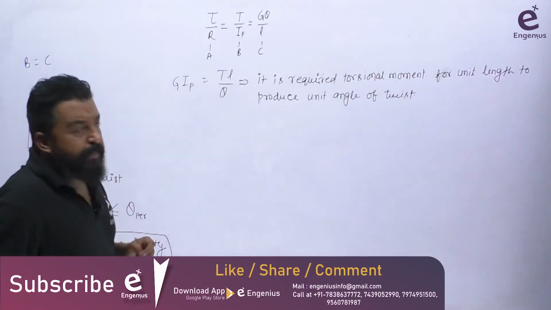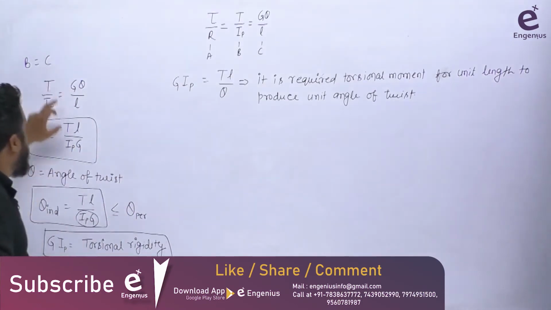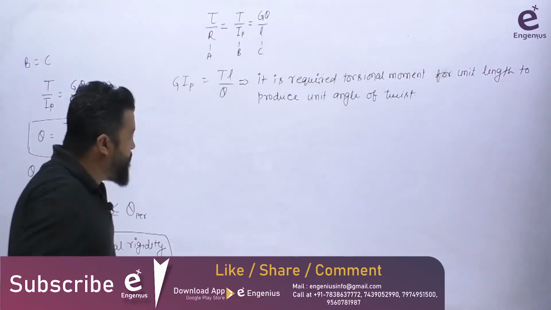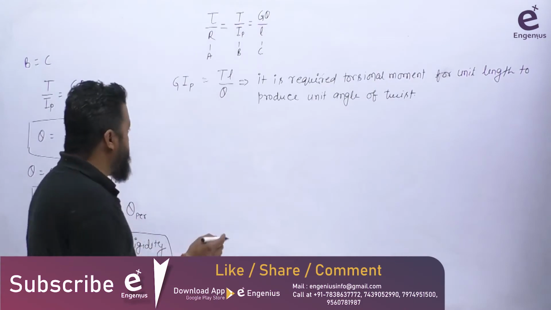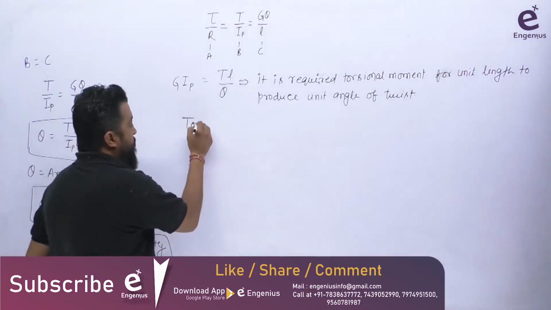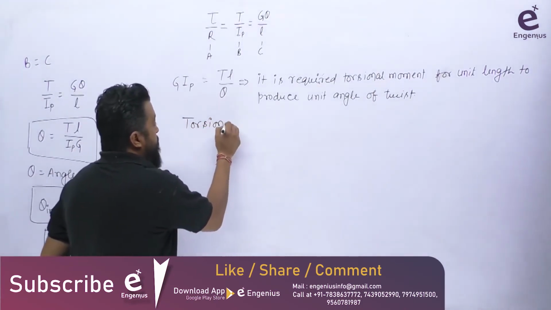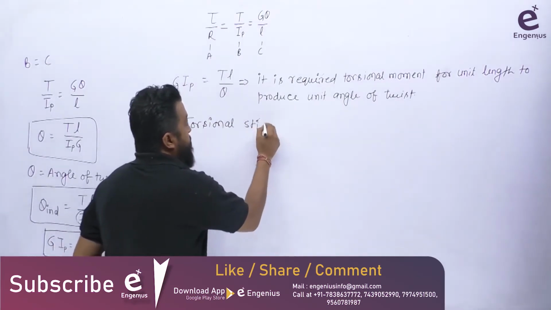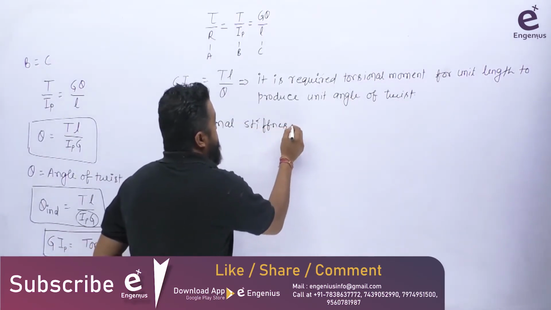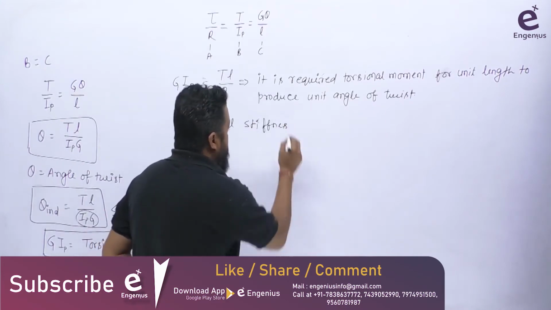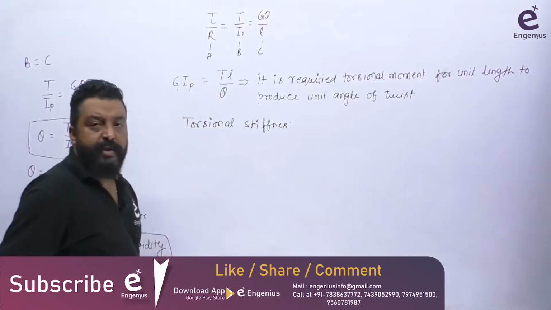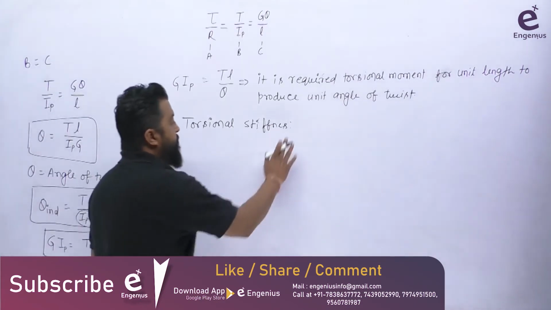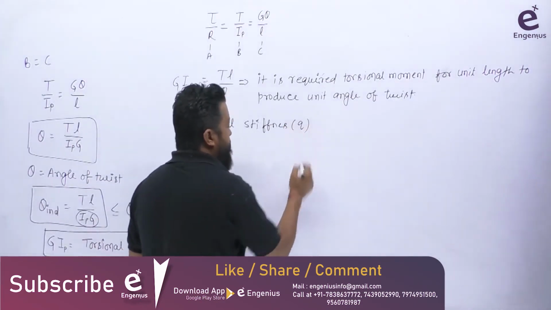Now one more term, B equals to C, I want to define. I am defining a very important term, torsional stiffness. When we are using the term torsional stiffness, what is the sense? It is represented by small q.